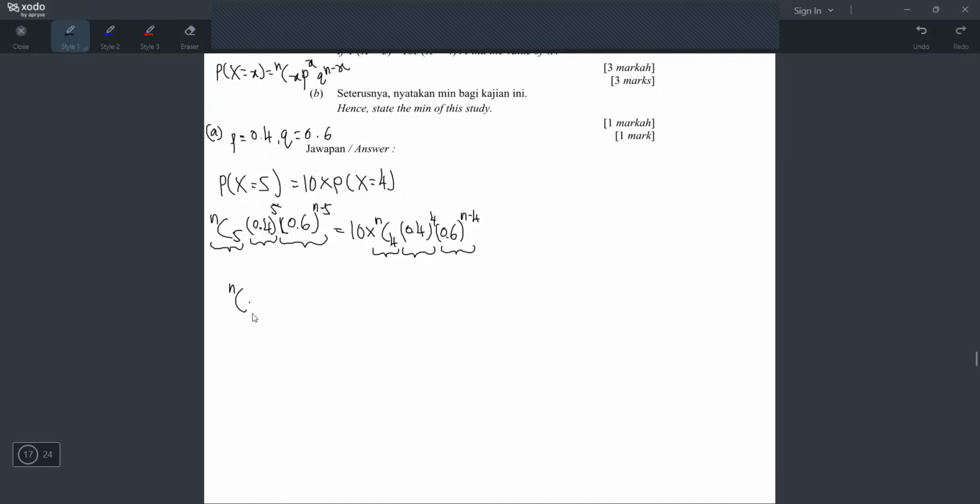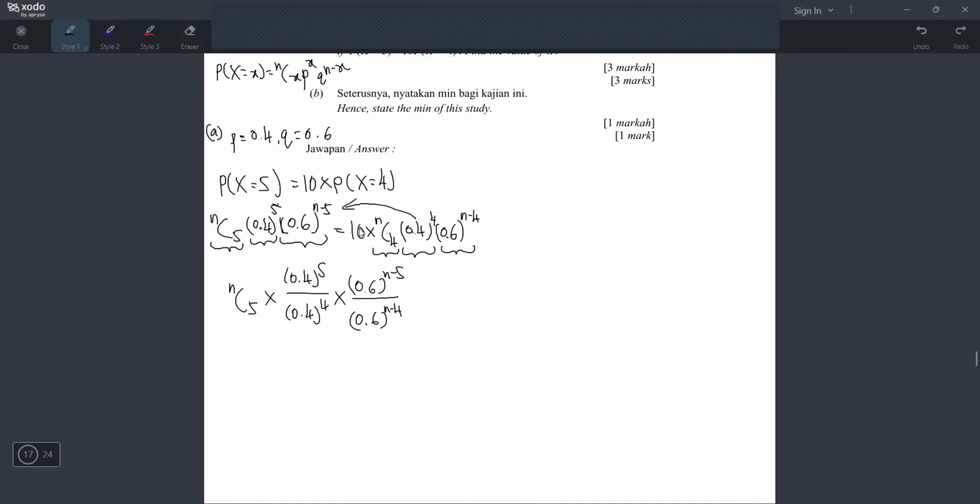For example, for nC5, the 0.6 power n minus 5, I can divide with this. And then the 0.4 power 5 also can divide. So I'll write like this, times the 0.4 power 5. I will move the 0.4 power 4 so it becomes divide, right? Because everything here is a times relation. So when you move it, it becomes divide, 0.4 power 4. And then times, same thing here, 0.6 power n minus 5. I will divide with the 0.6 power n minus 4.